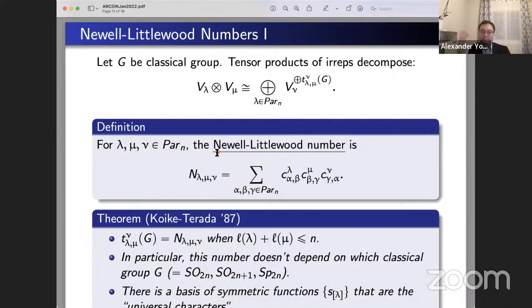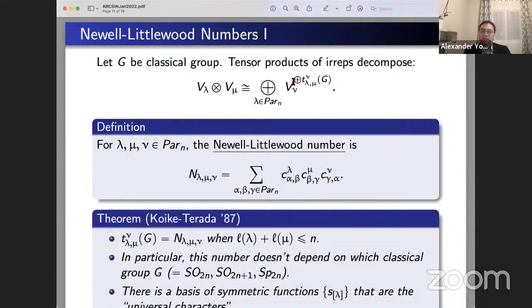Let's define the Newell-Littlewood number. This is not due to us, but due to Newell and Littlewood. It is defined combinatorially as a sum of products of Littlewood-Richardson coefficients, given by that definition. This is combinatorially defined because, remember, I gave you a rule for computing the LR coefficients. So in principle, if I give you three partitions, you can compute any NL number that you like. This is N, that's T, they're not the same thing.